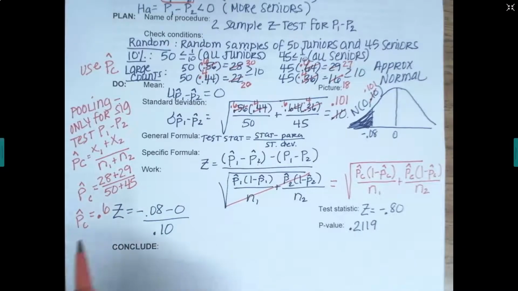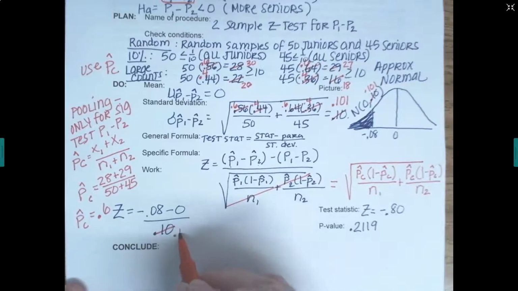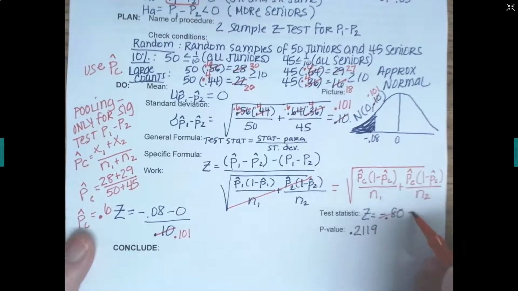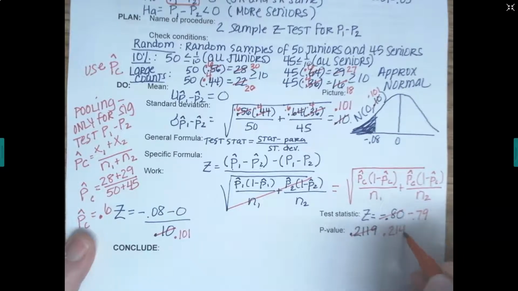Okay, so when I have my z-score, instead of dividing by 0.10, I'm really dividing by 0.101, which gave me a z-score of negative 0.79. And of course, because my z-score changed, my p-value changed to 0.2148.